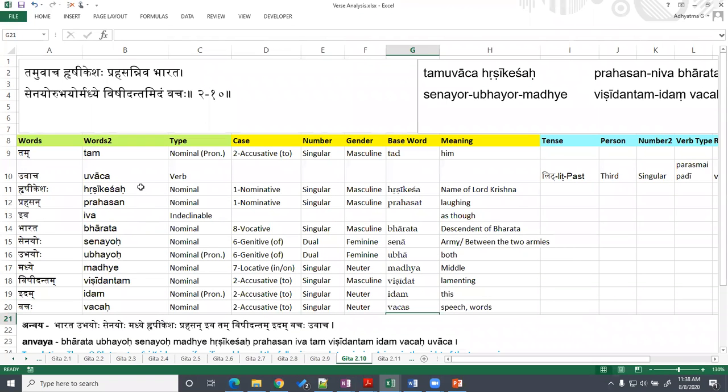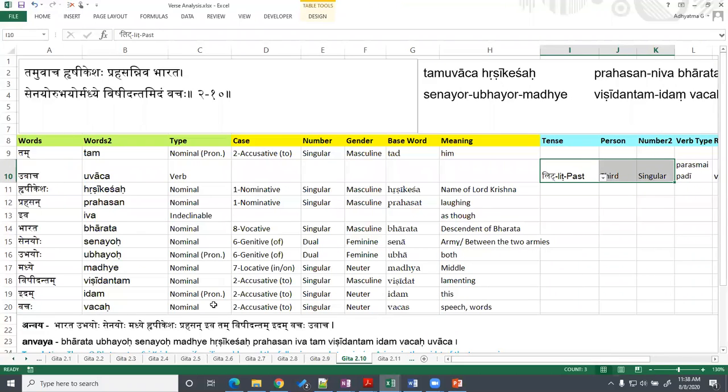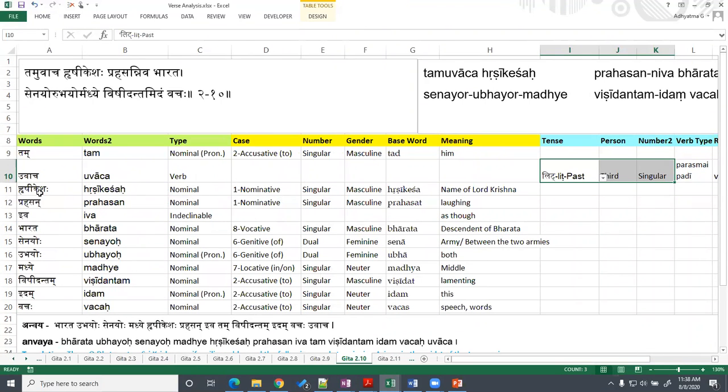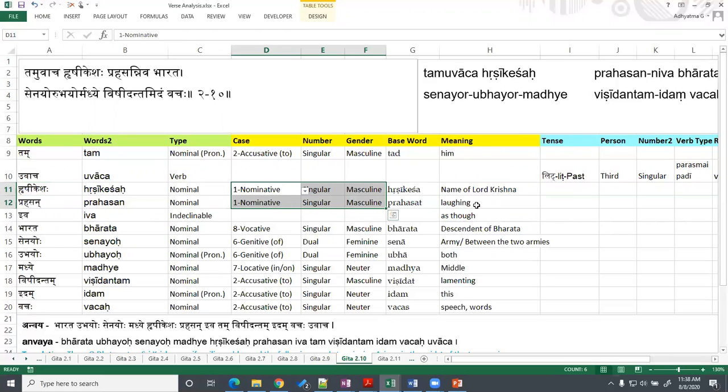So now if you look at here, we have only one verb form, uvacha. So essentially it's a single sentence. The whole verse is one sentence. So Hrishikesha, Krishna, it is in the nominative singular. So Krishna spoke. That's what it means. Krishna spoke. And this is the adjective of Krishna. Okay, because it's in the nominative singular, masculine, same case. So Krishna spoke laughing, as though laughing.